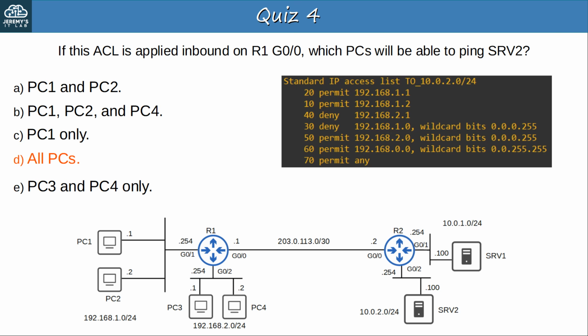However, the source of the reply will be server 2's IP of 10.0.2.100, which will be permitted by the permit any at the end of the ACL. So, all PCs will be able to successfully ping server 2. Okay, let's go to question 5.